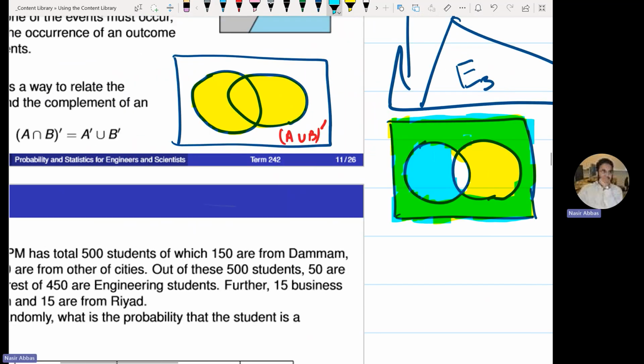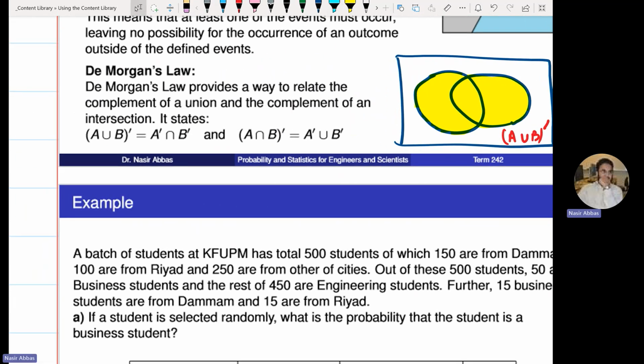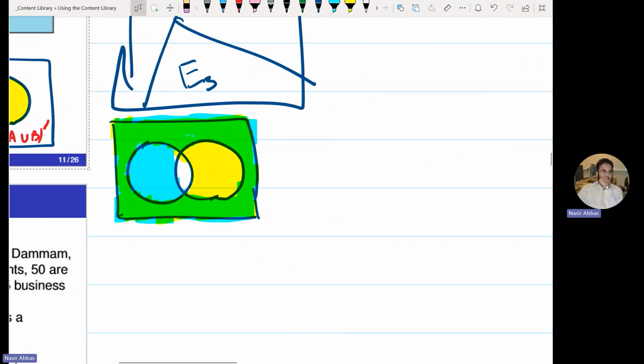And what am I interested in? The intersection of the two. I have A complement in yellow color, B complement in blue color, and I'm interested in the common area between the two. Now, what happens when you join blue and yellow? The common area becomes green.